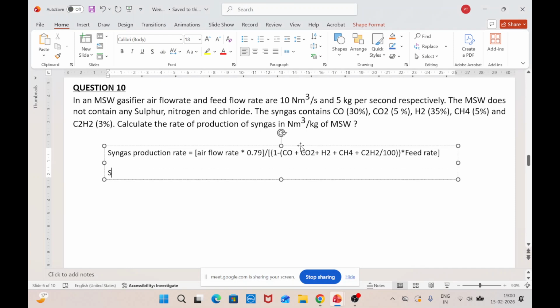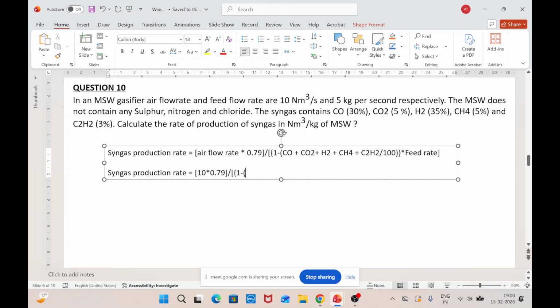So let me just start solving. If you have the answer, you can post it in the chat box. So the airflow rate is, oh sorry, 10 Newton meter cube per second. I'm going to keep it as 10 times 0.79 by 1 minus CO. It's already in terms of percent. You have 30%, so you need to put the same value because you have it by 100.